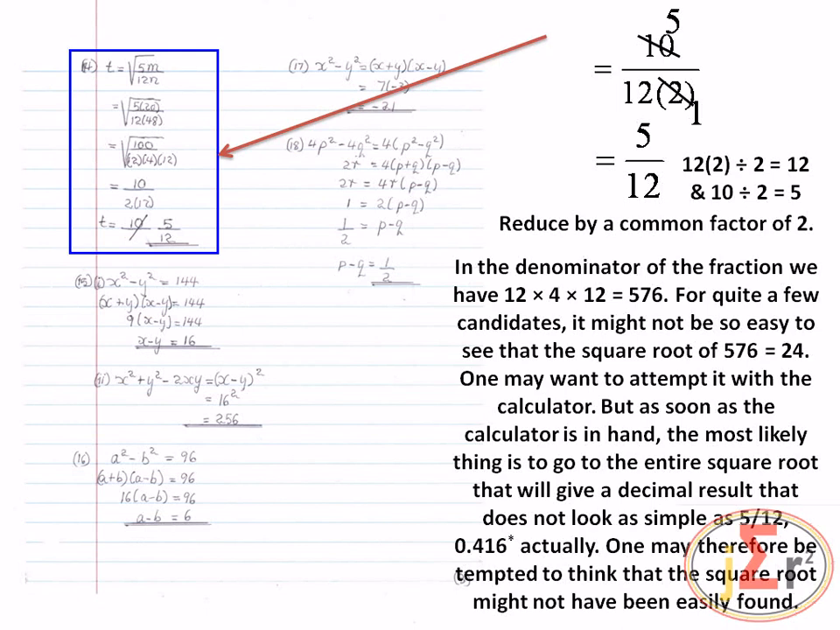Therefore, I have not attempted to go the route of multiplying 12 by 4 by 12 to give 576. As a matter of fact, I've taken the opportunity to see that we have 2 occurrences of 12 in the denominator and may therefore find the square root by taking 1 occurrence.